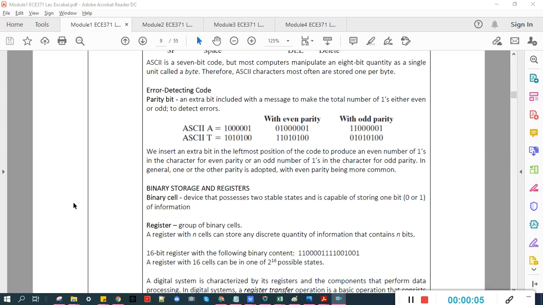Let's continue our discussion. This will be the last part of section 1.1.